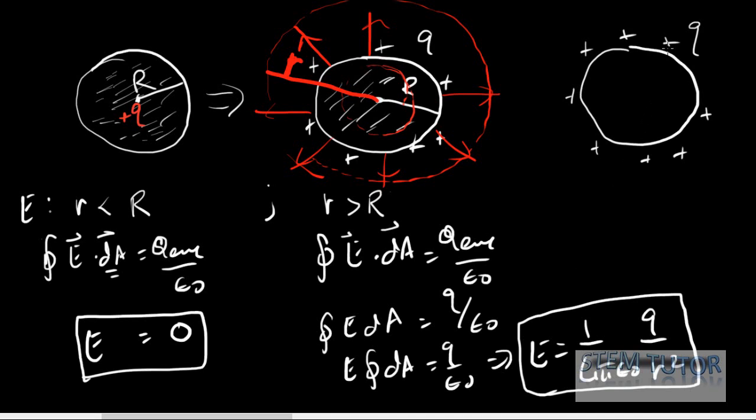And what if this was not a metallic hollow sphere? What if it was an insulator with the same distribution of charge? Then exactly the same thing. If you work it out, you would get exactly the same thing.